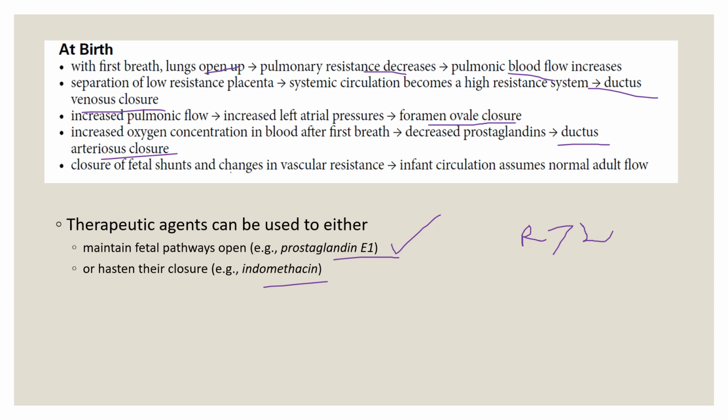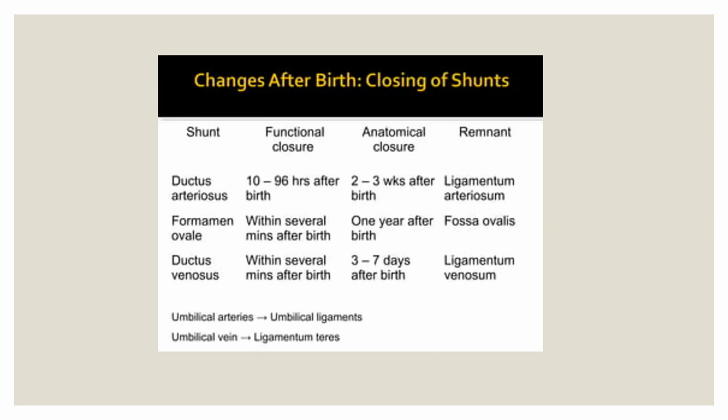So if you are giving prostaglandins like PGE1, you can maintain the opening of the ductus arteriosus, which may be necessary for survival in some patients, which is a duct dependent system. We'll discuss that later. So in that you may have to give prostaglandin. In such cases indomethacin will be contraindicated, because indomethacin is a drug which can reduce prostaglandin and hasten the closure of the ductus arteriosus. So your ductus venosus is closing, foramen ovale is closing, ductus arteriosus is closing. So it changes after birth.